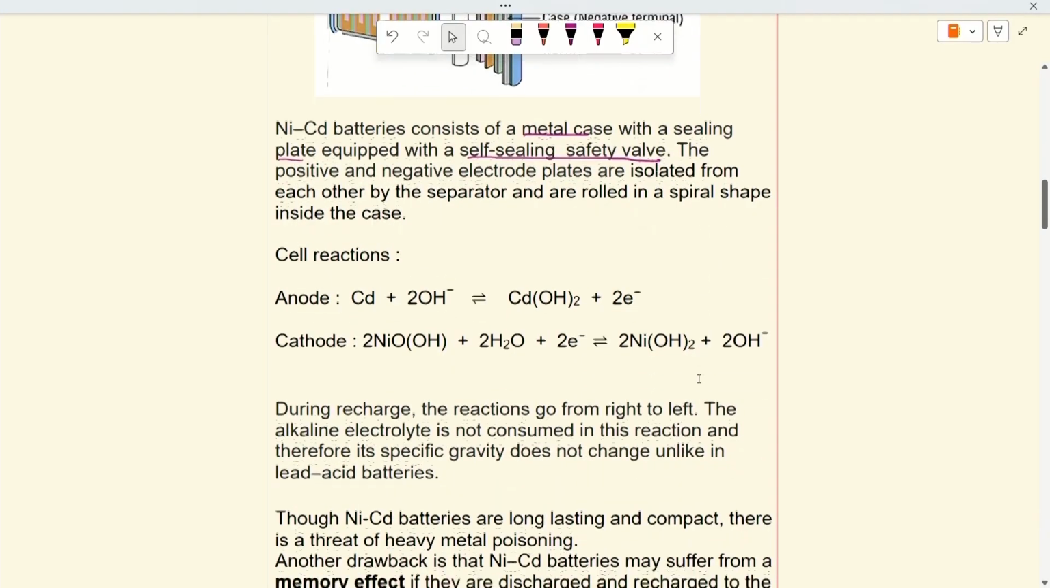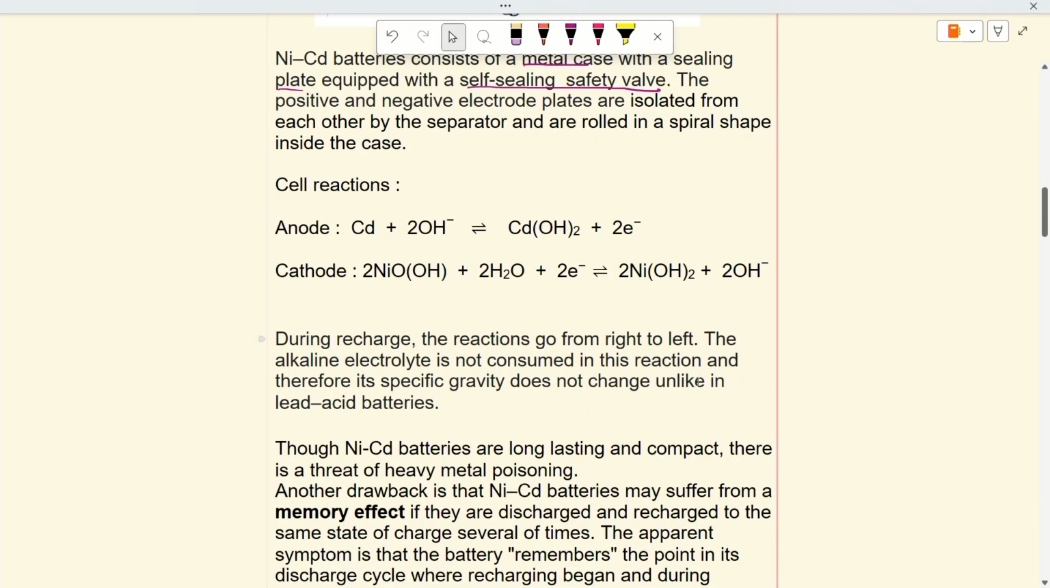Now, let us see what are the reactions taking place within the nickel cadmium battery. The cell reactions are: anode is cadmium, we have the electrolyte KOH or NaOH, whatever it is, we will have the alkaline radical OH minus, cadmium combines with that to form cadmium hydroxide, releasing 2 electrons. Here cadmium is in the zero oxidation state, here OH minus 1, and we have 2 OH ions, therefore, that will be a minus 2, and cadmium goes to an oxidation state of plus 2.